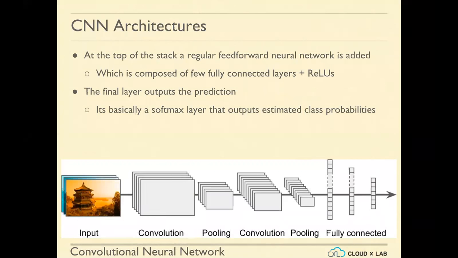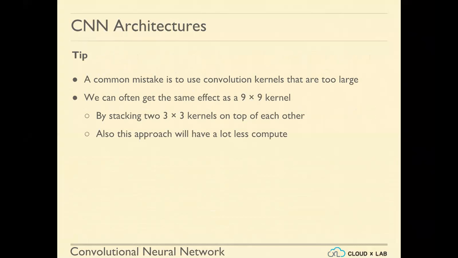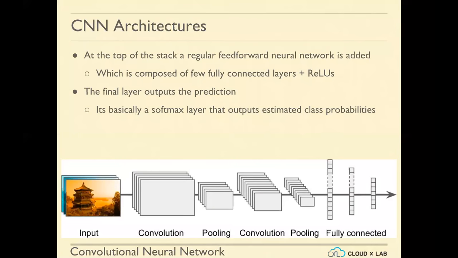So at the top of the stack, we generally add a feed-forward neural network, or we can say a fully connected one, plus ReLU, and the final layer outputs the predictions. The final layer is nothing but a softmax layer that outputs the estimated class probabilities. A common mistake is to use convolution layers that are too large.